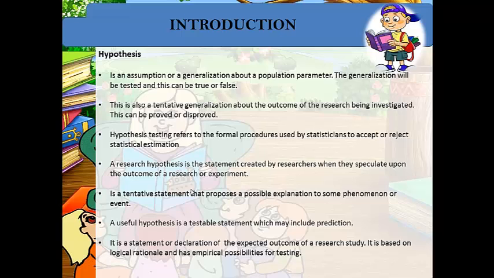A hypothesis testing refers to the formal procedures used by the statisticians or any researchers to accept or reject statistical estimation. A research hypothesis is a statement created by the researchers when they speculate upon the outcome of a research or experiment. It is a tentative statement that proposes a possible explanation to some phenomenon or event. A useful hypothesis is a testable statement which may include prediction. It is a statement or declaration of the expected outcomes of a research study. It is based on a logical rationale and has empirical possibilities for testing.